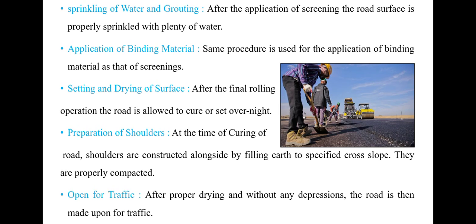The roller may be of 6 to 10 tons. You have to move it over that binding material so that it properly clings with the sub base layer. And you have to sprinkle water over the wheels of this roller so that the binder does not stick to the wheels. Then the next step is setting and drying.